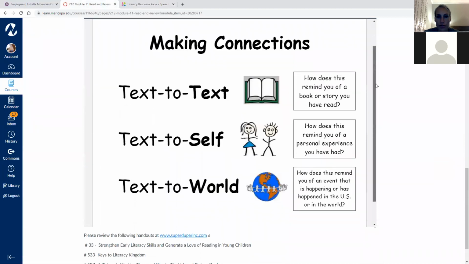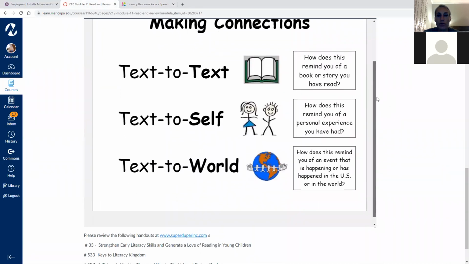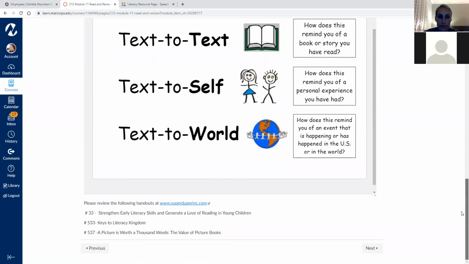So I like this little visual. So making connections. When we're reading, how does it remind you of a story or book you've read? How does it remind you of a personal experience you had? What does this say? And how does this relate to things in the world? So there are some good super duper handouts also. I really like these. These are great resources.